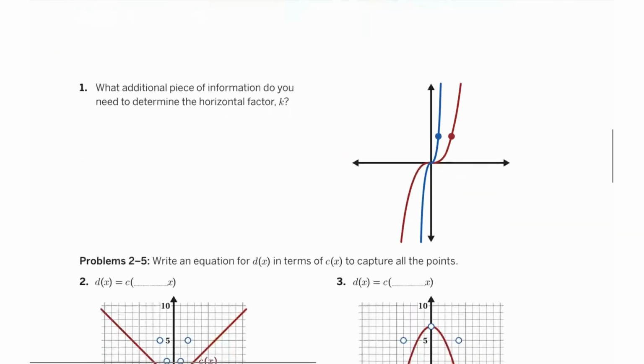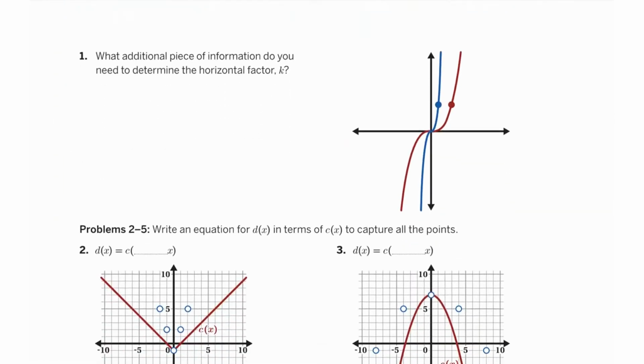So let's see how this works in some practice problems. For number 1, it says, what additional piece of information do you need to determine the horizontal factor k? There are a couple of different things that we might need, but the main focus is that we probably need some numbers, because we don't see what's happening from the blue to the red here or vice versa. There are lots of different answers to this. We would need to know what the original function is and which one we are scaling. We would need to know the coordinates of these points and some of the x values. There are a lot of different options that would help us find that horizontal factor.